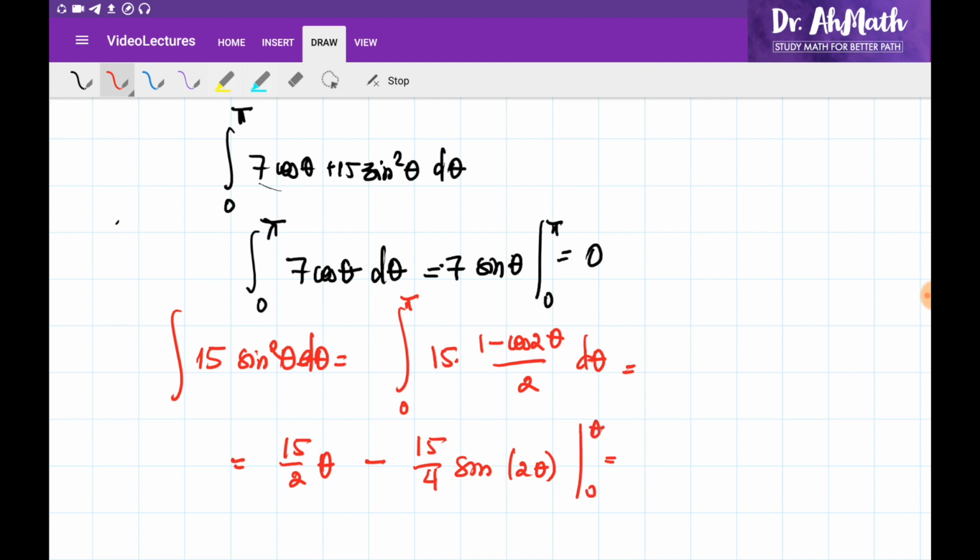So in both cases, when I substitute theta here, I need to substitute from 0 to pi. When we substitute pi here, it would be sine of 2 pi, which is 0, and sine of 0 is also 0. And 15 over 2 theta would be 15 over 2 pi. This is our answer. It is indeed much easier to use polar coordinates here.